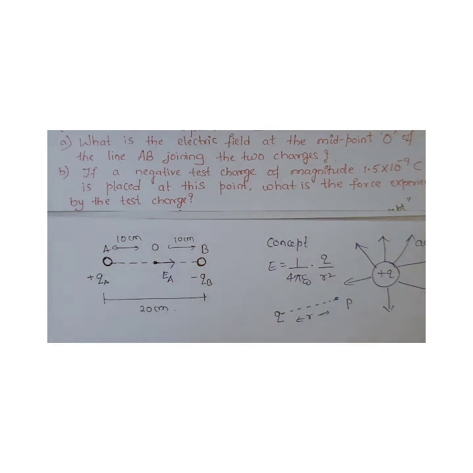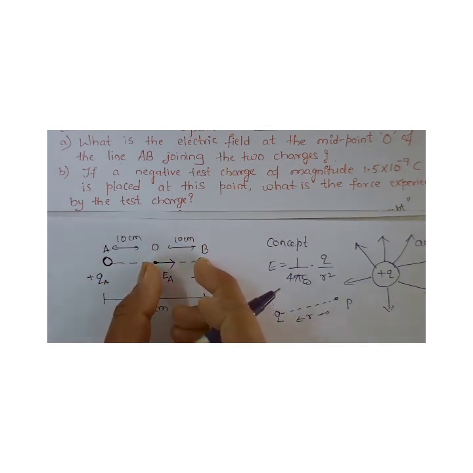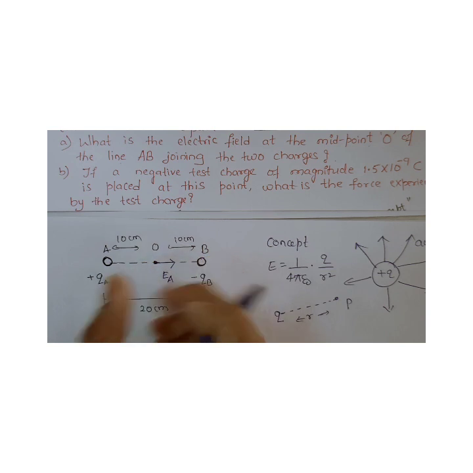I'll mention it as EA. You can name it as E1 too, no problem. Clear? Now, next you have to find electric field due to charge QB at point O again. So in that case, what distance are you going to take? OB. You are going to take OB distance.